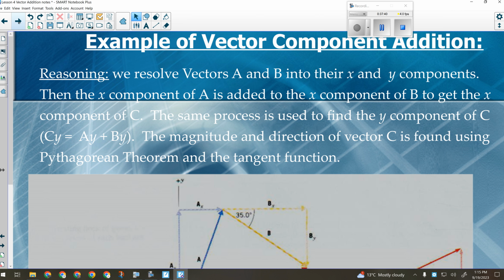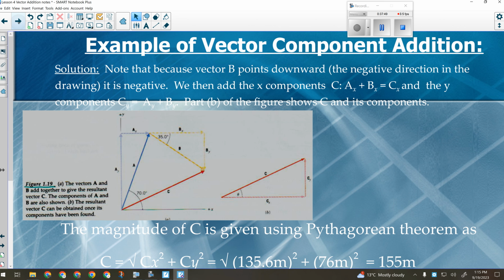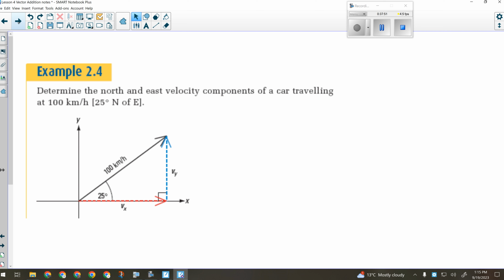Okay, so this is all the written stuff for what we just did. We're not going to bother going through it because it's what we just went through. Okay, try this one. I want you to calculate the x and y components of this 100 kilometer an hour, 25 degrees north of east vector.